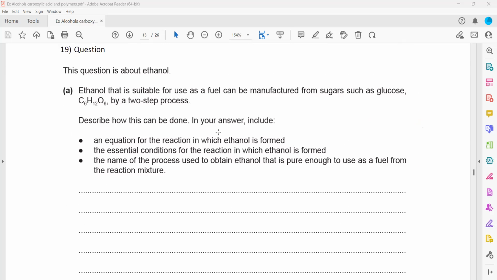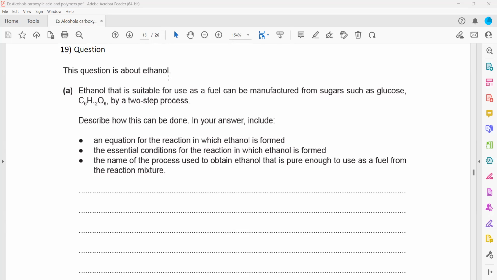Question 19. This question is about ethanol. Ethanol, which is suitable for use as a fuel, can be manufactured from sugar such as glucose, C6H12O6, by a two-step process. Describe how this can be done. Your answer should include an equation in which ethanol is formed, essential conditions, and the name of the process used to obtain ethanol that is pure enough to use as a fuel from a reaction mixture.